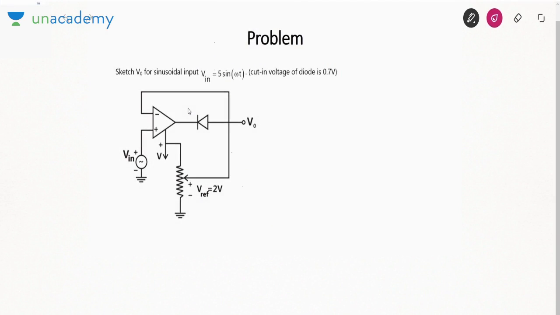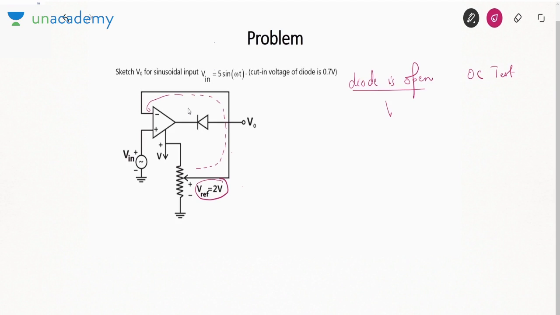Next problem. It is asking us to sketch the output V0 for sinusoidal input. Vin is given as 5 sin omega t and cut in voltage is 0.7. So let us start this problem. See, the voltage here is reference voltage 2 volt. So this voltage will be fed back here. So suppose diode is open. I am applying open circuit test.